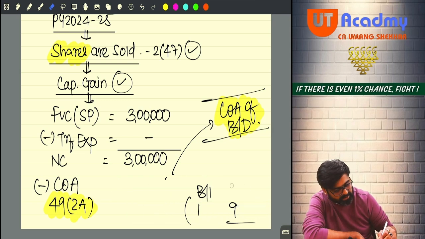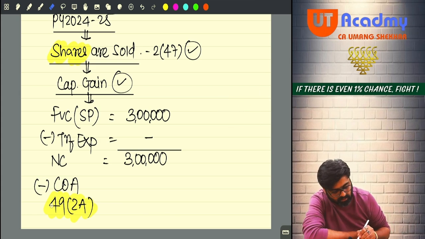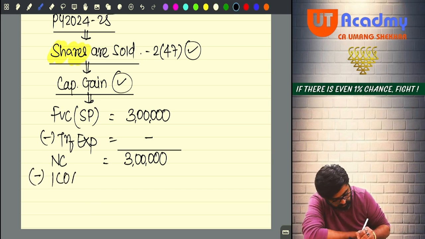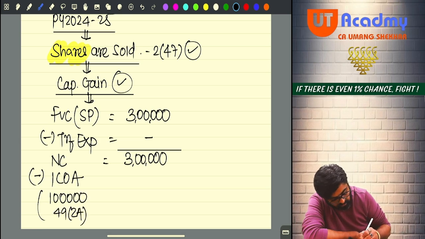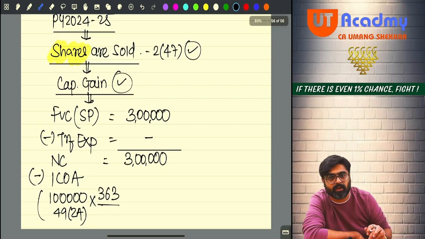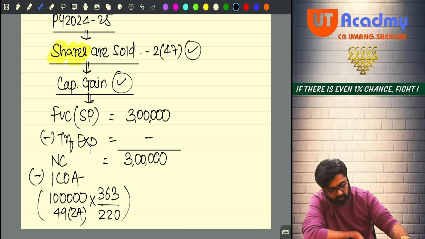Now did you understand the entire logic? For the logic only I had written all these things. Now whenever you solve the question, you will reduce the indexed cost of acquisition. In the indexed cost of acquisition, what will you take? 1 lakh, the cost of acquisition as per 49(2)(a), multiplied by CII of transfer year 363 and divided by CII of acquisition year. What was the acquisition year? 13-14. What is the CII of 13-14? It is 220.